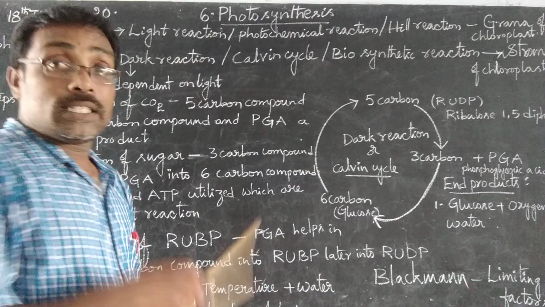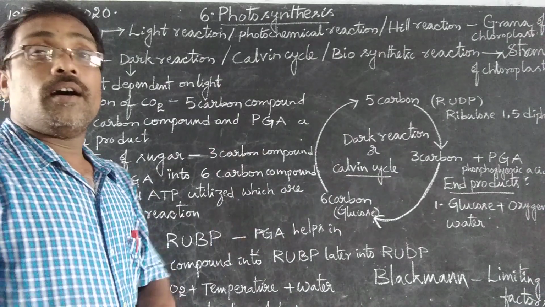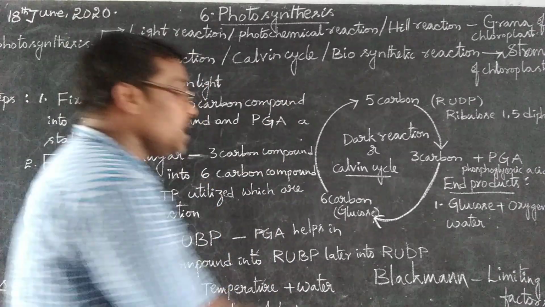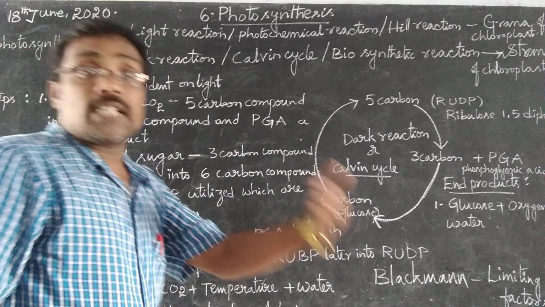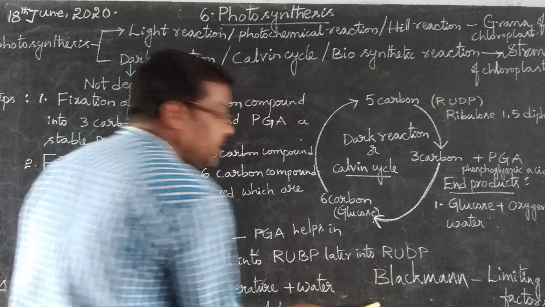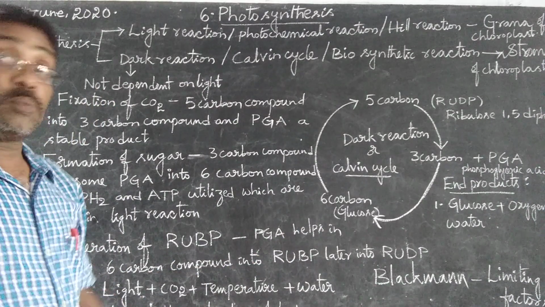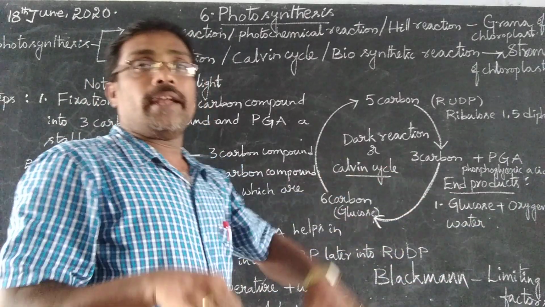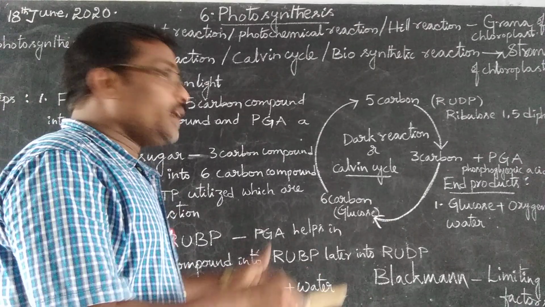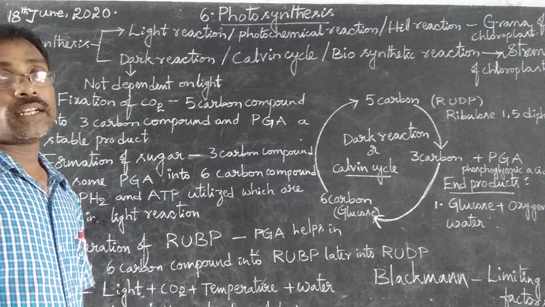How these factors increase or decrease the rate was studied by a scientist named Blackman. The scientist who observed that external and internal factors increase or decrease the rate of photosynthesis is Blackman. He concluded that the rate of photosynthesis is controlled by both external and internal factors.